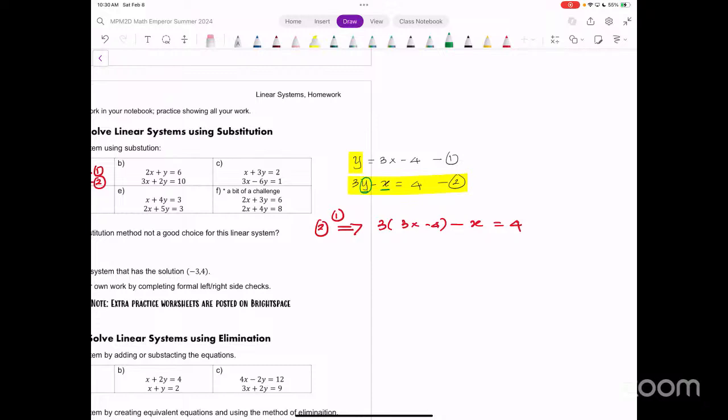But we know from equation number 1 that y is equal to something. So what does that mean? Instead of y, you can use 3x minus 4. In equation number 2, I replace the y by 3x minus 4.